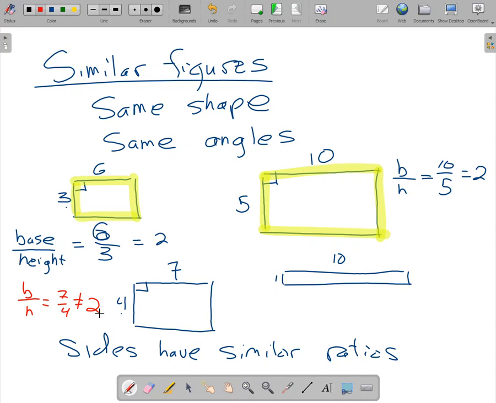And so another way to think about similar is if you shrink something or you blow it up, and you can make the same figure without distorting it. Right? Shrink or blow up or magnify without distortion.